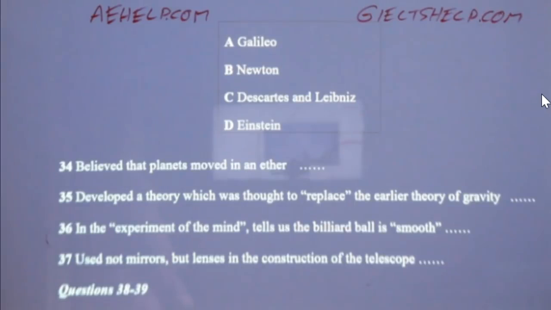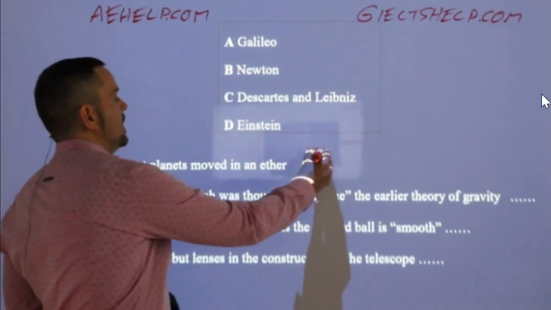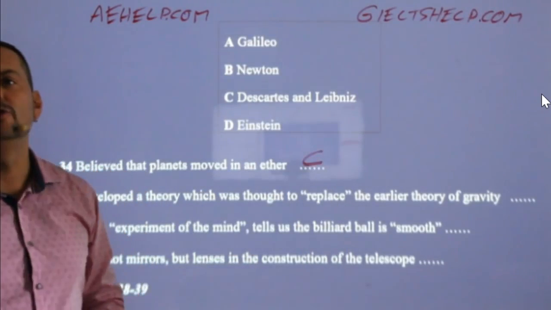Who believed that the planets move in an ether? It was C, Descartes and Leibniz. That's correct. The question by Nurlan is good.